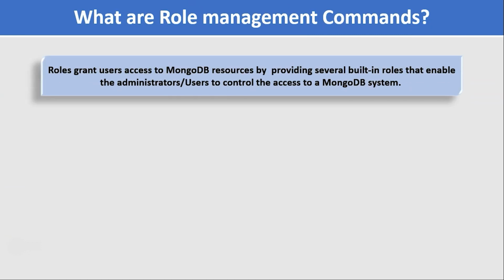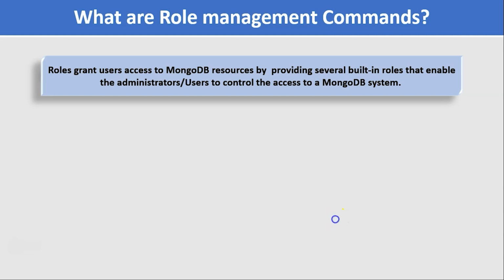Roles grant users access to MongoDB resources by providing several built-in roles that enable administrators to control access to a MongoDB system. Although these roles may not describe the desired set of privileges, one can create new roles in a particular database from time to time. Except for roles created in the admin database, a role can only include rights that apply to its database and those inherited from other roles, and only the user who has been granted this access has this permission in order to control and access the data from that MongoDB database.